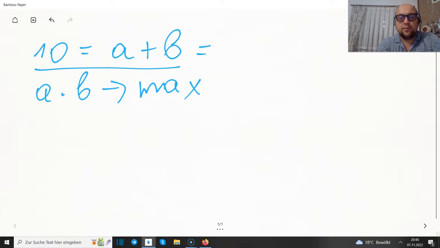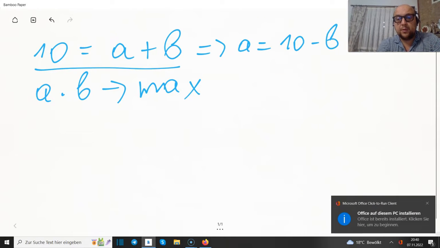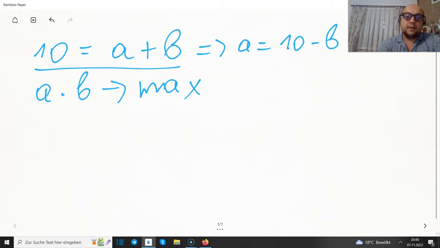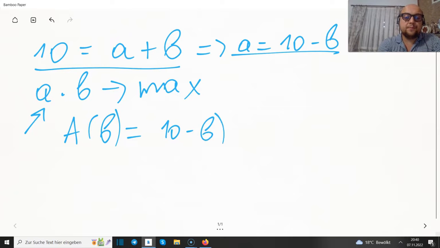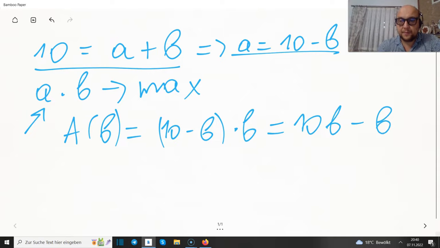We can solve it for a, for example, we're going to get a equals 10 minus b. And then we can substitute here, instead of a, we can bring 10 minus b. So we have an area function, if we're talking about the area of a rectangle, depending only on b, and that would be 10 minus b times b, which is a parabola. So we're going to get 10b minus b squared.